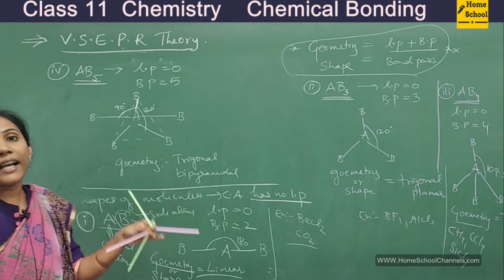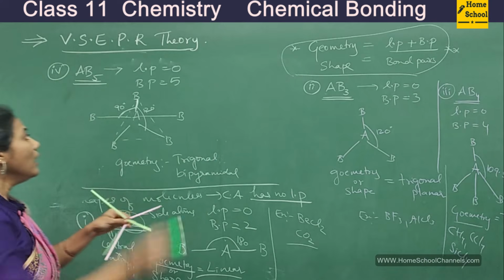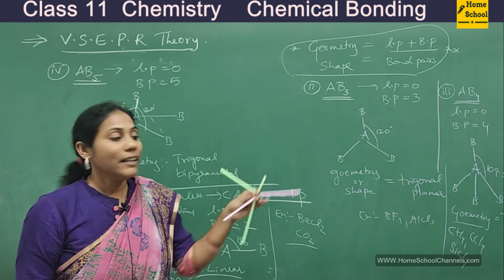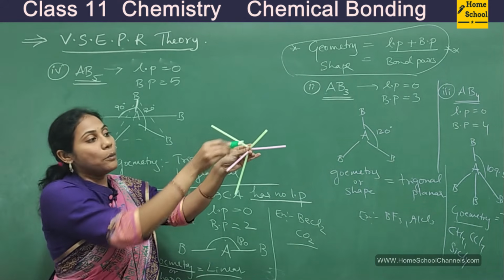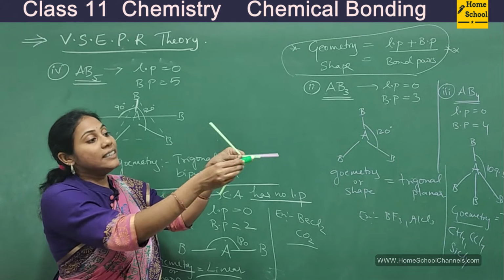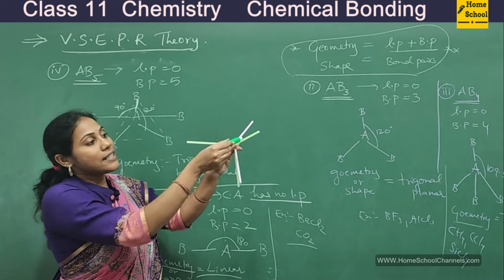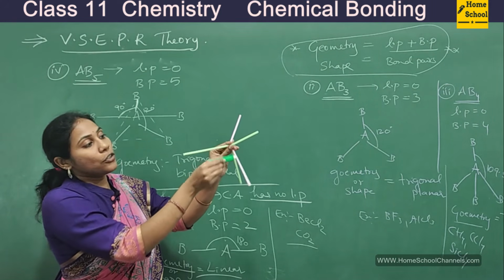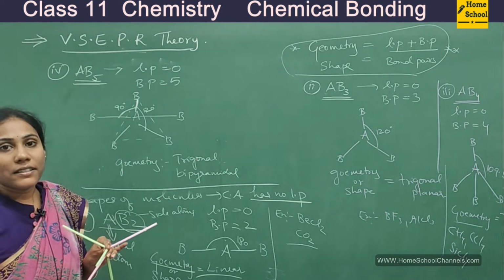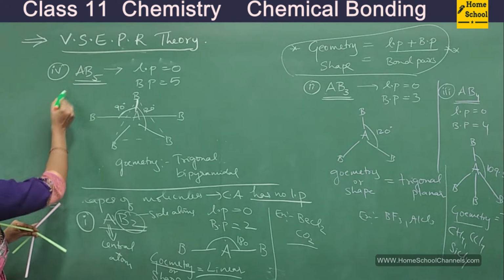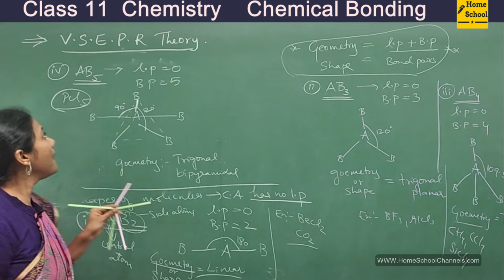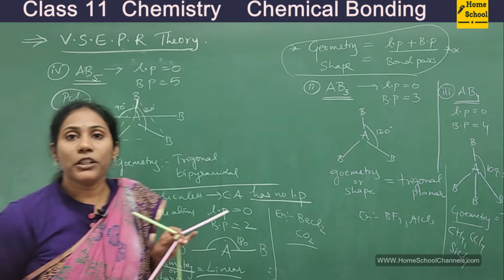So there are two bond angles that you are going to observe in this molecule. One is 120 degrees, the other one is 90 degrees. Okay, clear? The bond angle between the green bonds, the triangular bonds, is 120, and the bond angle between one green bond and a pink bond is 90 degrees, since they are perpendicular. So that way you will observe two bond angles. What is the best example for this case? The best example is PCl5. That is about the AB5 type of molecule.